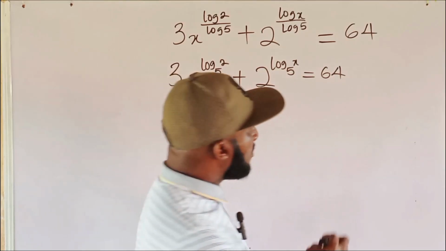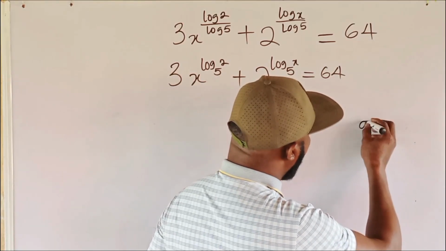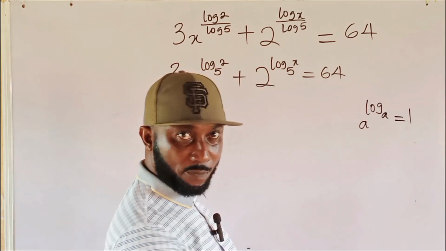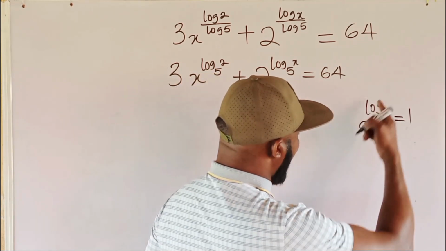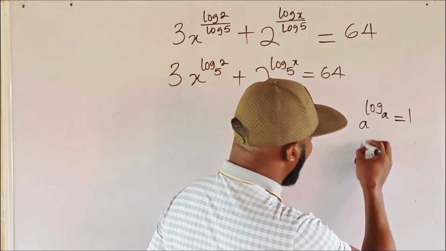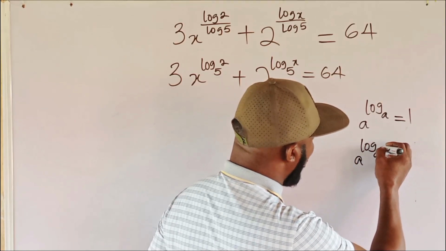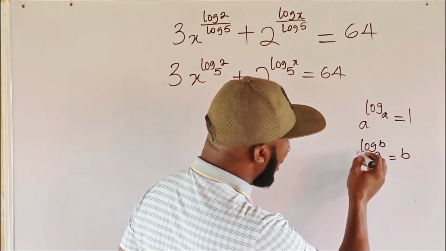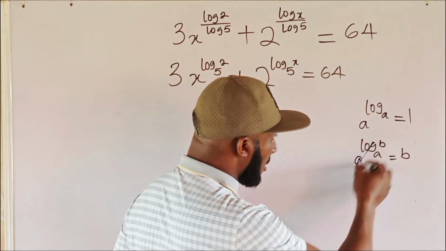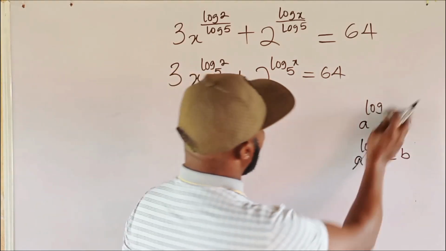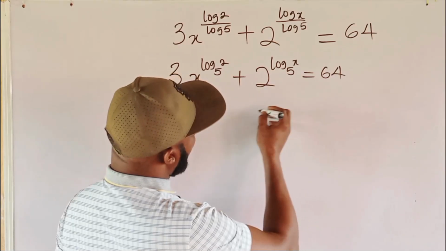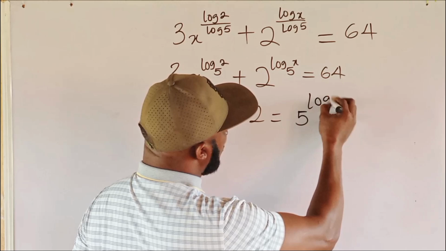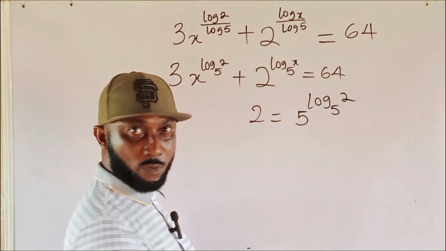There's also a property of logarithm that says that if I have a number a raised to the logarithm of the same base a, this is equal to 1. If I were to have an argument or antilog, I would say a raised to log to the base of a of the antilog or argument b, this is equal to b. This is because of the fact that a raised to log of a is actually 1. So I can write 2 as 5 raised to the power of log to base 5 of the argument 2.